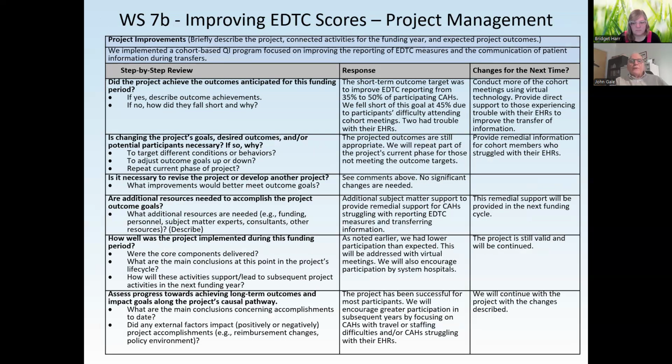And then finally, we'll look at really the step-by-step review, how it happened and what changes might be. Did the project achieve the outcomes anticipated funding cycle? If yes, why? So the short-term outcome target for this first line was moving from 35 to 50% of participating CAHs. So in this case, the Flex program fell short at 45%. Two had trouble with their EHR.